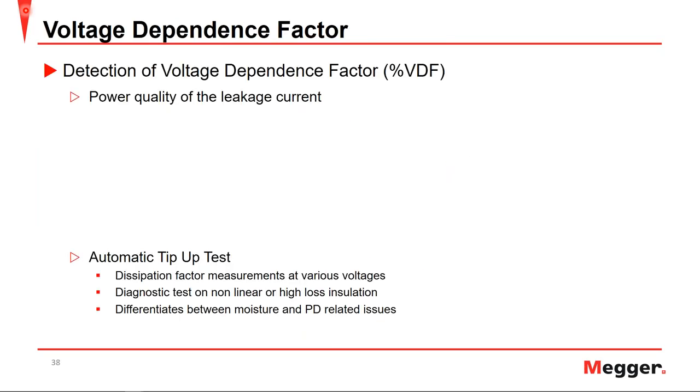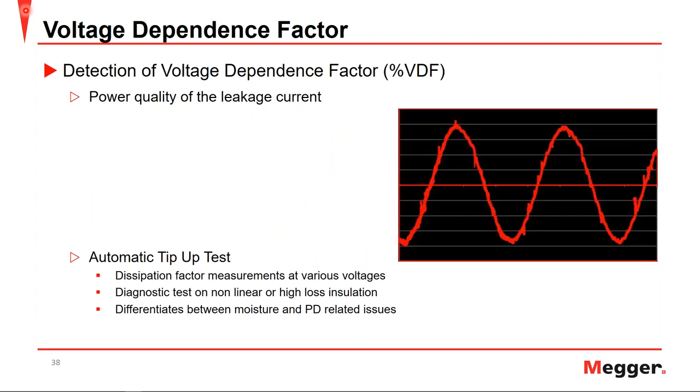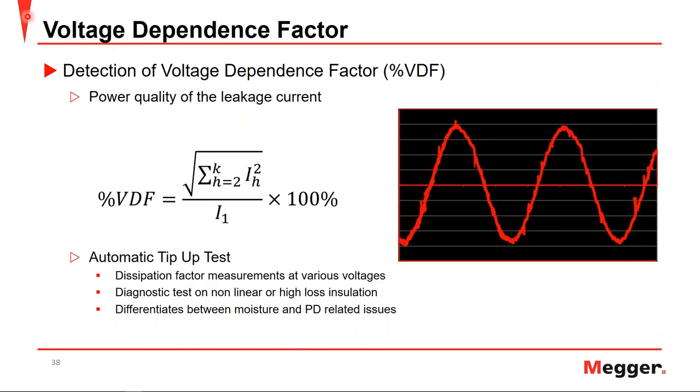Next, let's take a look at the voltage dependence factor, which is essentially a power quality of the leakage current measurement. On the right here, we have an example of the measurement of a leakage current, and you can see these kind of blips or distortions within your measurement. Now, what happens is this equation is utilized, which compares the fundamental frequency of the leakage current to its harmonics. And if this value is high enough, then it suggests to run an automatic tip-up test, in which an automatic tip-up test is just a dissipation or power factor measurements at various voltages.